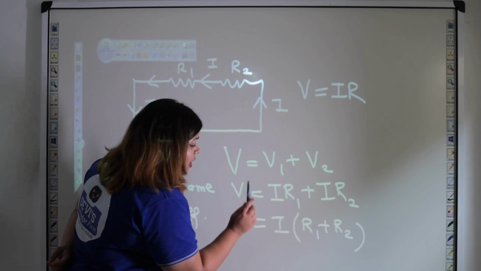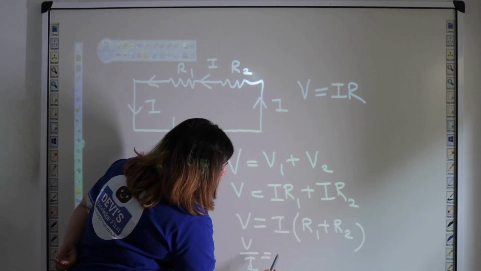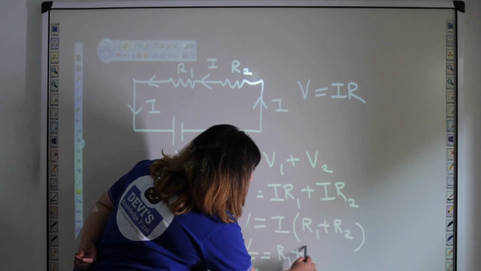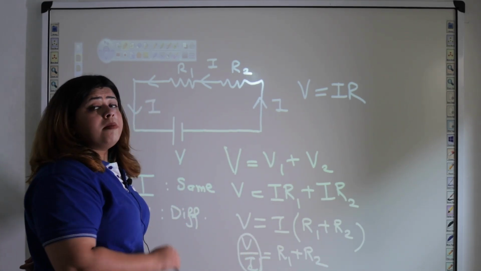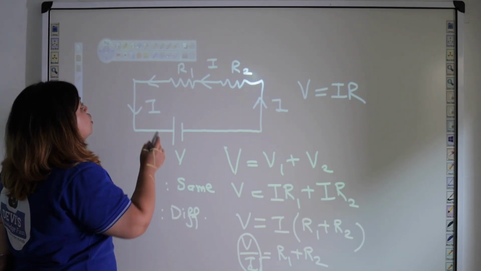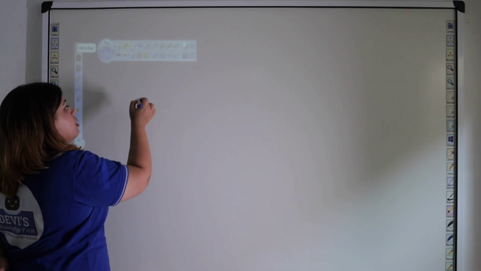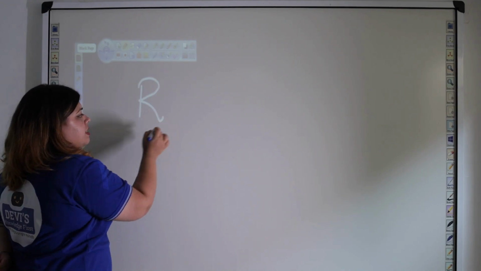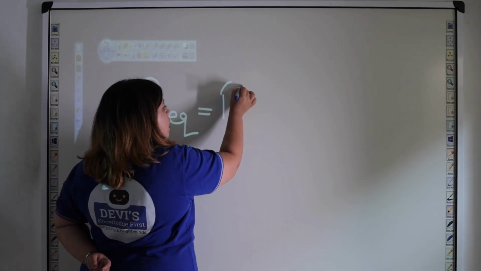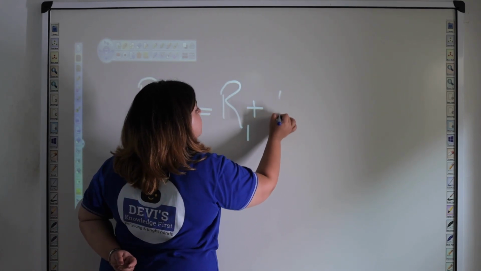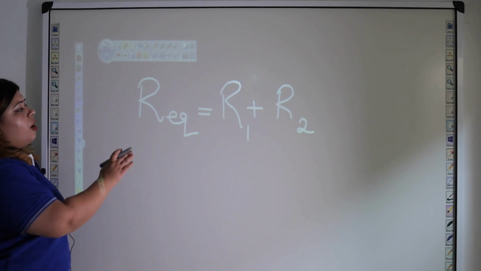V. So can I write this as V by I is equal to R1 plus R2. What is V by I? Nothing but resistance again. So finally what we get is, we get the equivalent resistance for a series circuit to be equal to R1 plus R2. That is your formula for series.